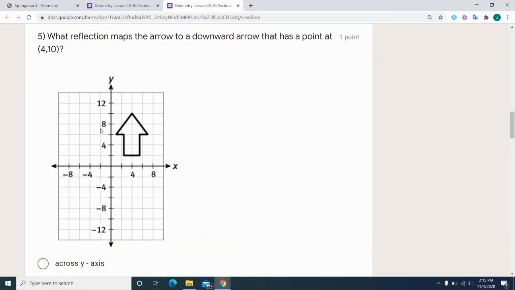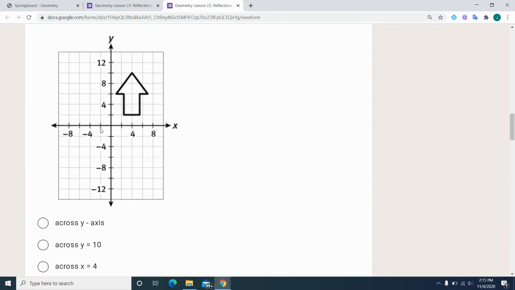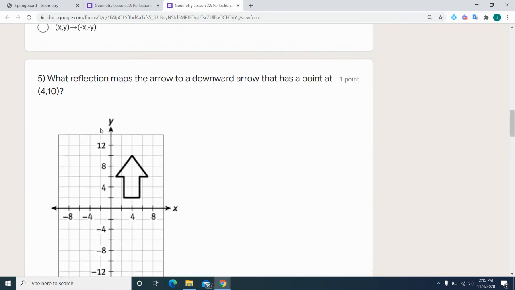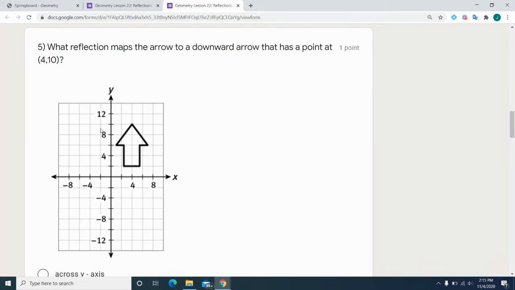Okay, so now let's try to do these. Pause it, try to do 5, 6, and 7. These are a little bit harder. I want you to try 5, 6, and 7, and then I'll go over these and we'll do the last part.